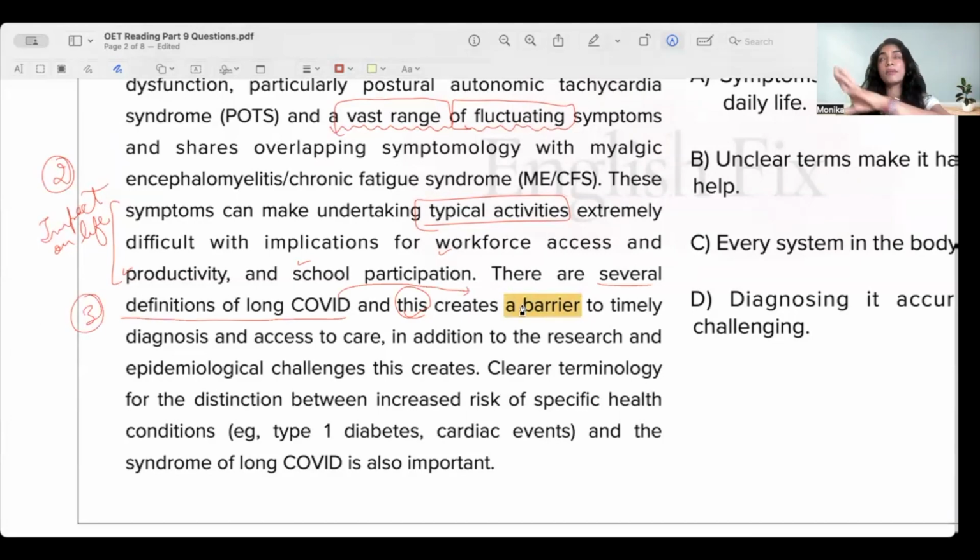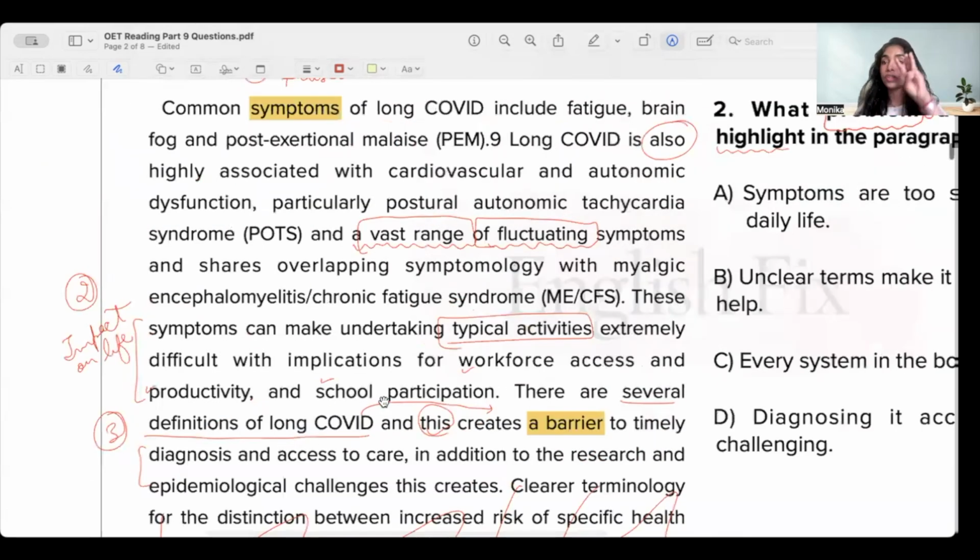Now it is creating a barrier to what? Timely diagnosis, access to care, in addition to the research. So basically in the healthcare industry, what happens? This is the problem number 3. Clearer terminology for the distinction between increased risk of specific this and this is also important. They're telling me what is important. I don't care what is important. I care about what is an issue. And I have found 3 issues here.